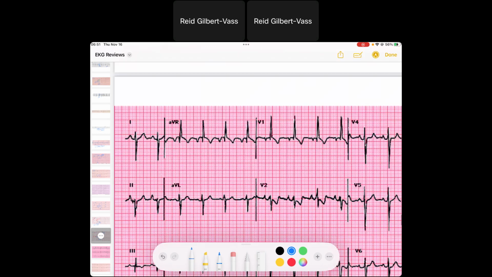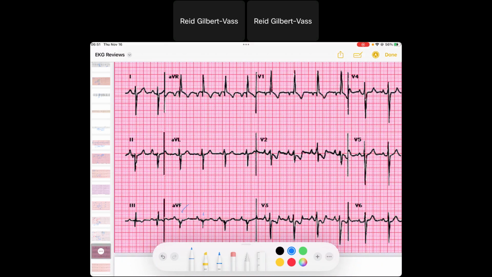So here we have a normal rhythm ticking away. Narrow QRSs. The rate here is 300, 150, maybe 110 beats per minute. Tachycardic. We have P waves that are up in one and that are up in AVF. So this is a sinus tach. We've got PR intervals that are normal.